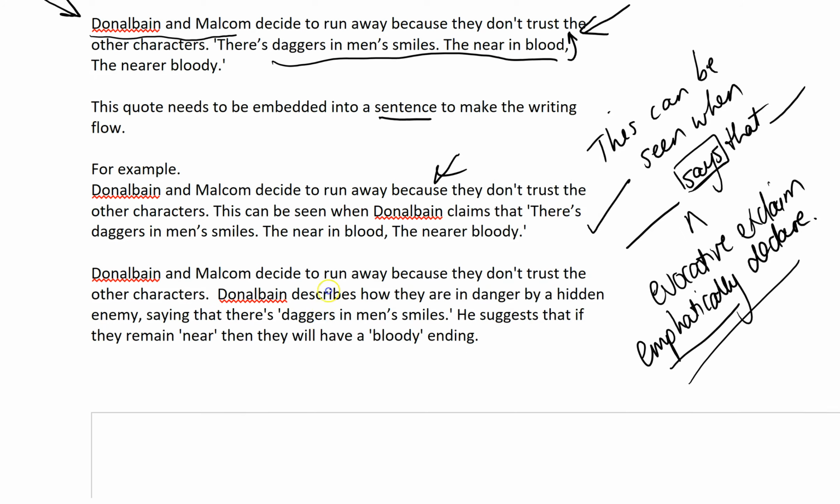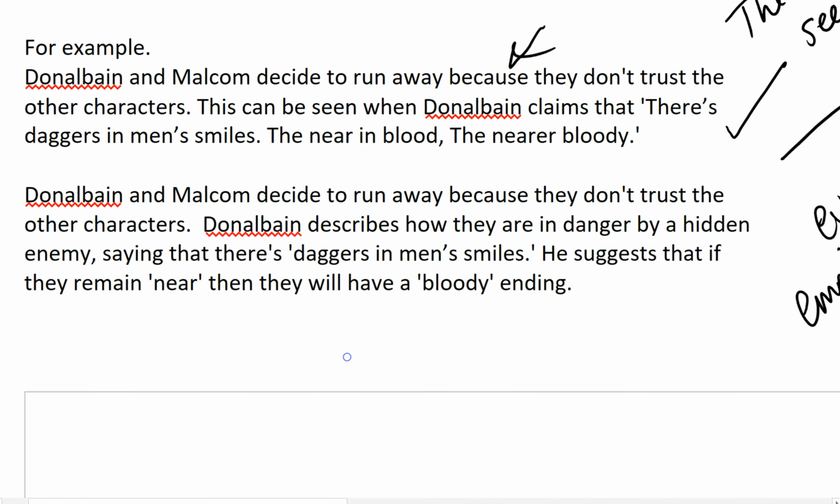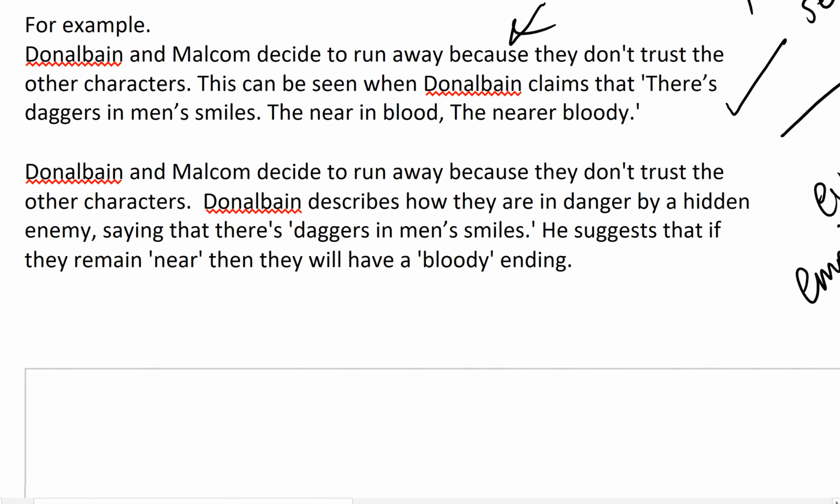And so this is another example here: Donalbain and Malcolm decide to run away because they don't trust the other characters. Donalbain describes how they are in danger by a hidden enemy, saying that there's daggers in men's smiles. So there's just a 4-word quote there.